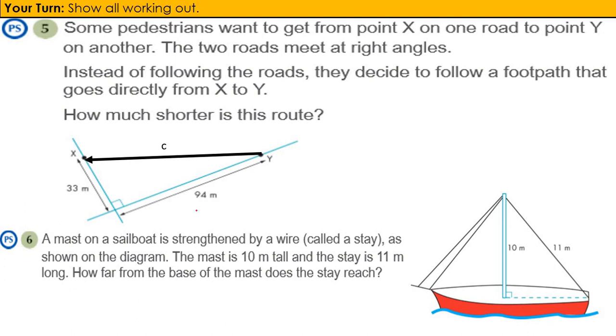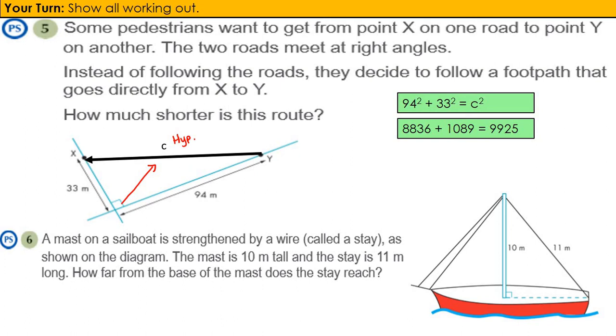Okay, so we know if this is the right angle, look, what we're looking for is the hypotenuse. Okay, so we're looking for a longer side. So we're going to find out what that longer side is first. So 94 squared plus 33 squared equals c squared. So we're doing this calculation here, and then we square root and we get 99.6. So we now know that that distance there is 99.6 metres. But the question actually says, how much shorter is this route?